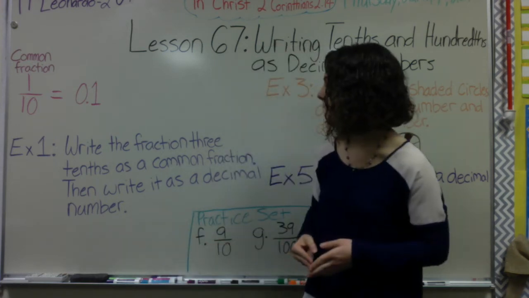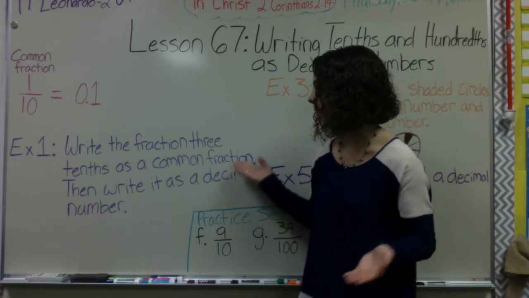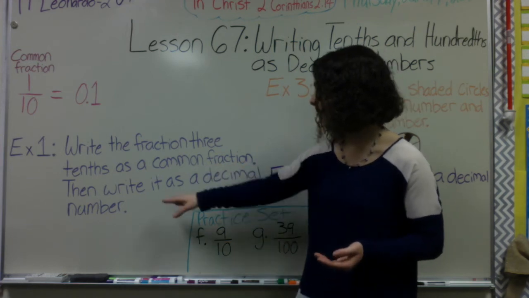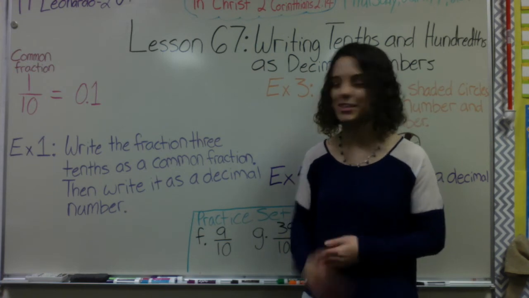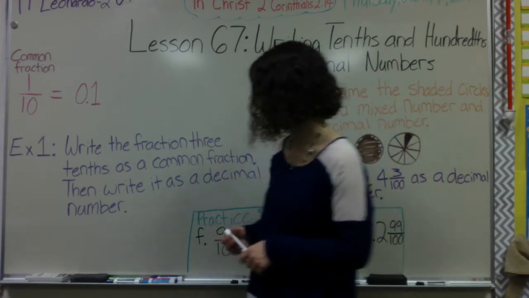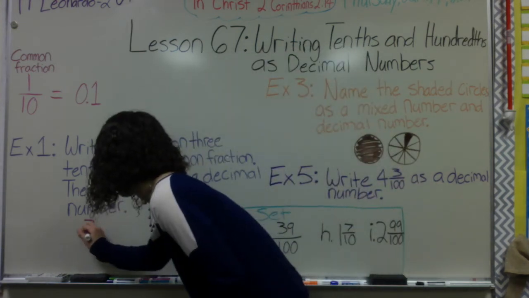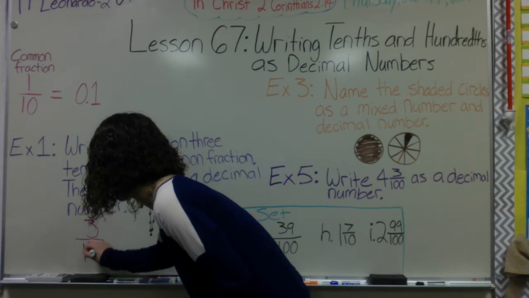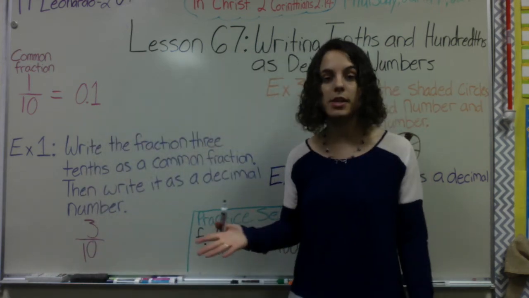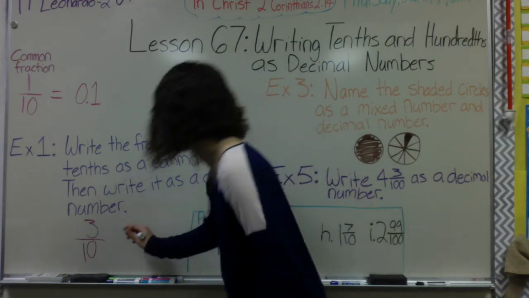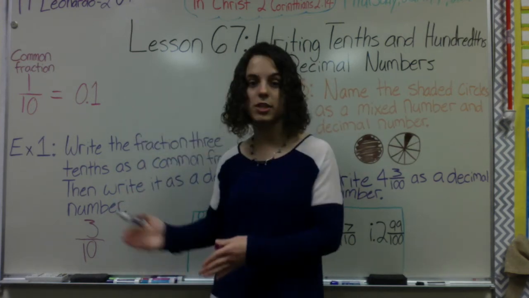It says write the fraction 3/10 as a common fraction, meaning just as a regular fraction, then write it as a decimal number. I want you to go ahead and try this by yourself to see what you can do. So to write the fraction 3/10, I would write 3 over 10, that says 3/10. Then if I want to write it as a decimal number, I need to put my 3 in the tenths place. Well, that's the first decimal place value I have after the decimal point.